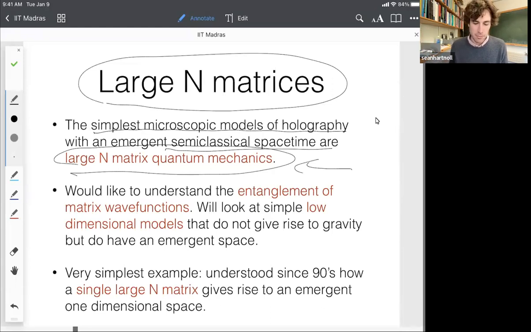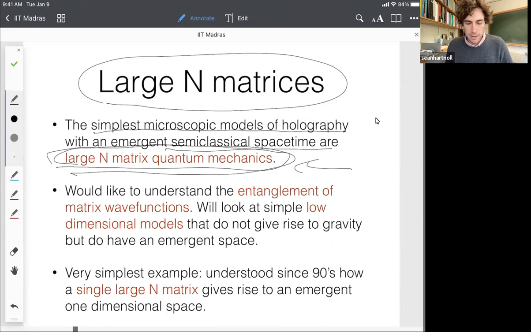So the name of the game is: can we characterize the entanglement of the ground state wave functions of large N matrix quantum mechanics? And do they have anything to do with the entanglement formula? Ideally one would take BFSS or some maximally supersymmetric model like this.